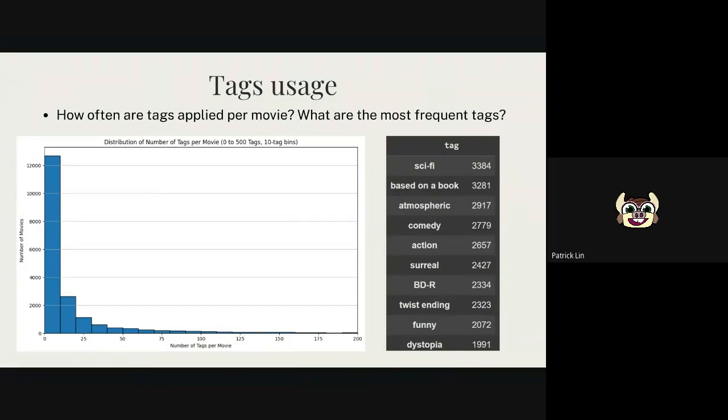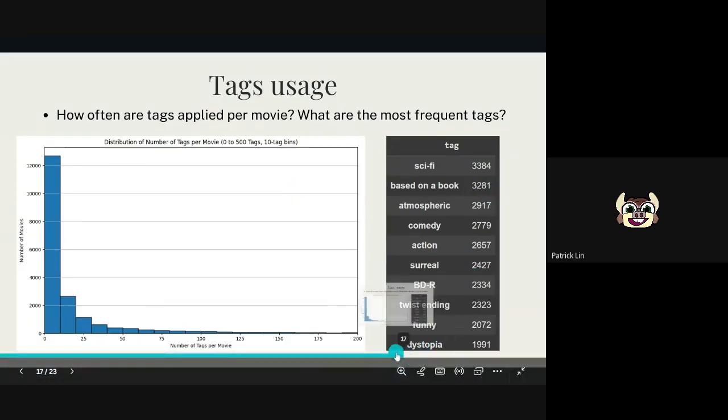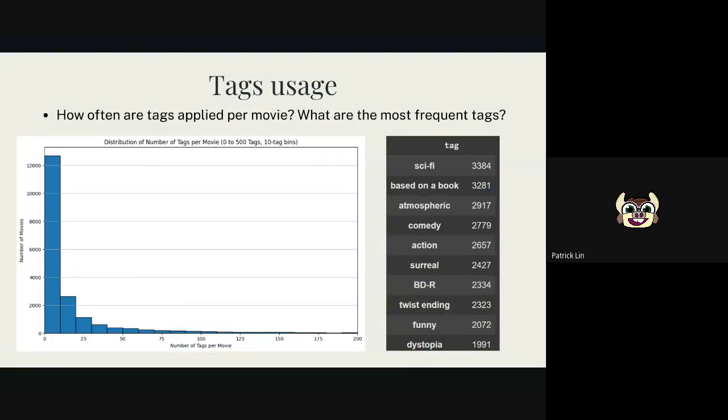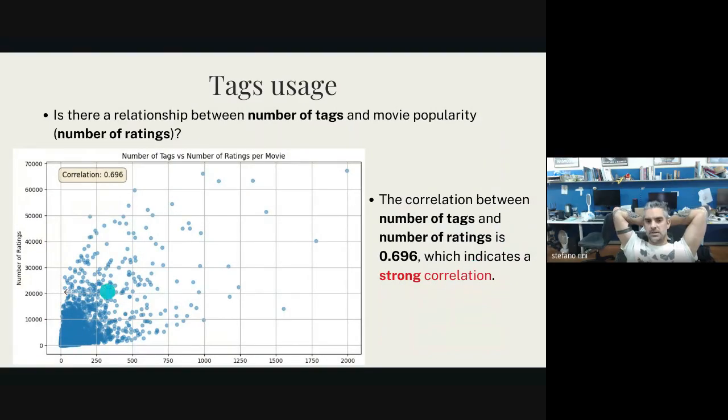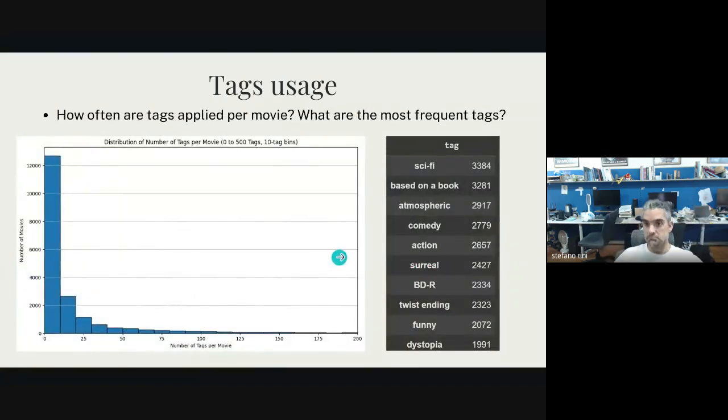Okay, the tag usage. How often are tags applied per movie? We can see sci-fi has the most tags, and the last one is dystopia. It's a very not famous tag. It's interesting, right? Most of the movies are drama. Sci-fi is the least popular category, but sci-fi is the most used tag, right? Yes.